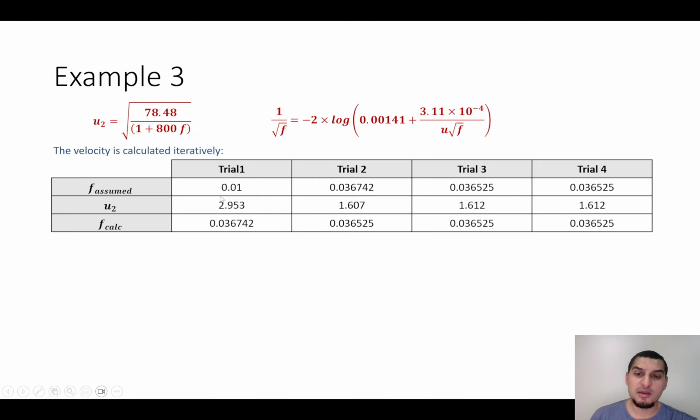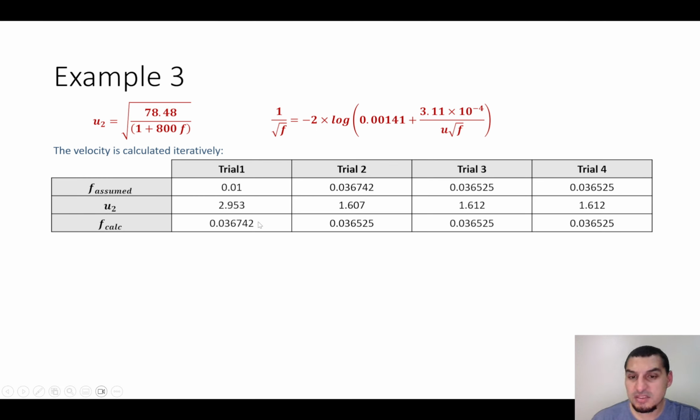So from this f assumed, I calculated the velocity, which is 2.95, and from the velocity I substituted here and recalculated the friction factor. So comparing these two numbers, it started with 0.01 and ended up to be 0.036. So it's a huge difference between the two numbers. So this means that the assumption is not true.